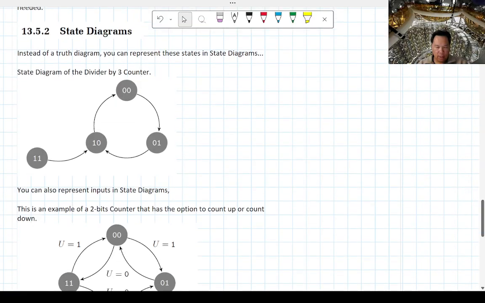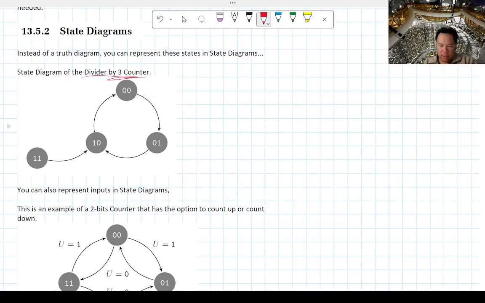All right. The next one I want to think about, once again a little bit more high level, is state diagrams. Instead of making a truth table, you can use a state diagram to kind of figure out what the process is when you're designing a circuit.